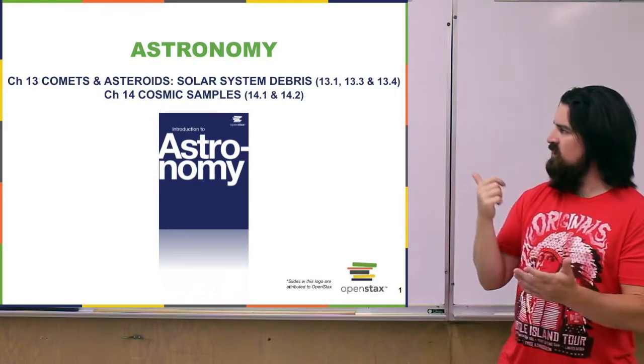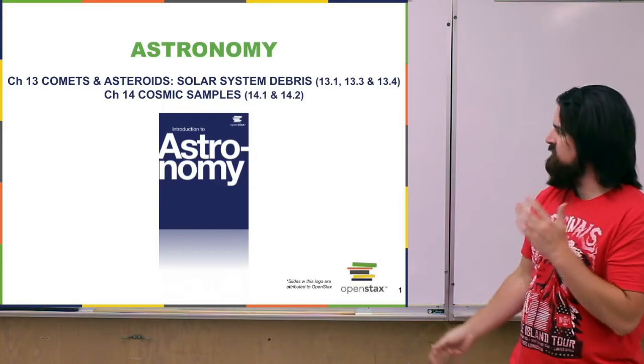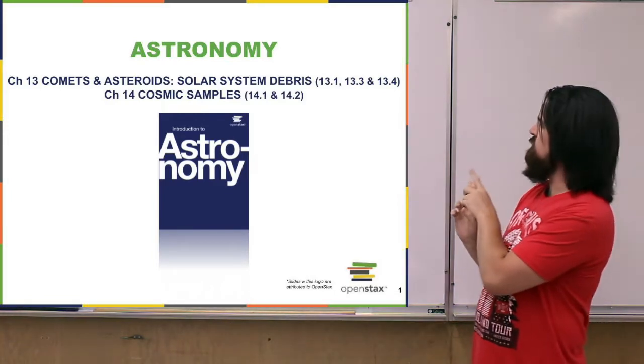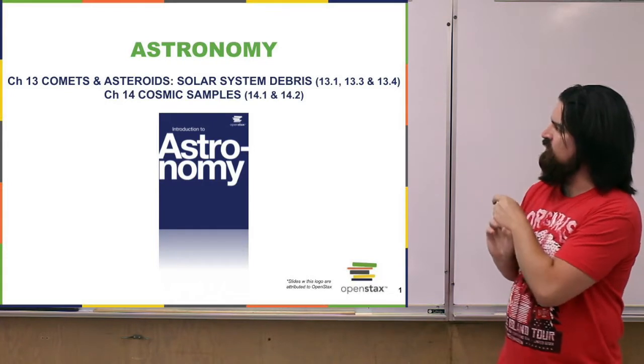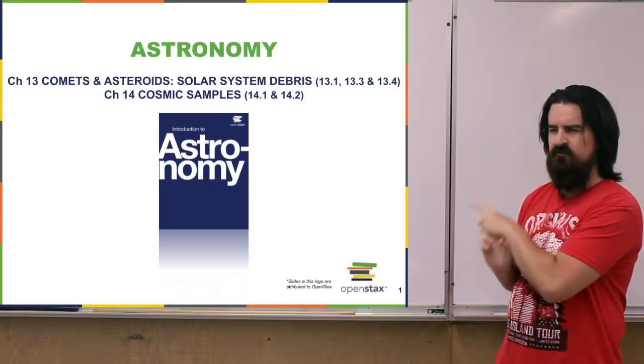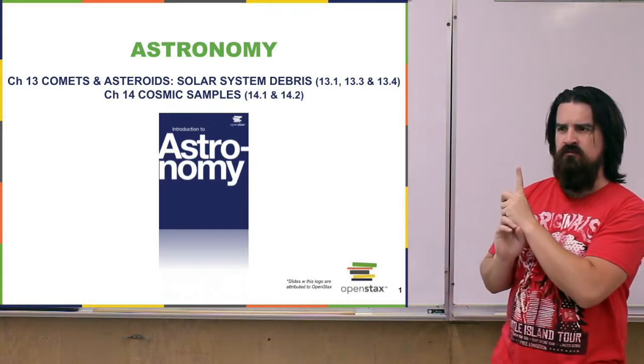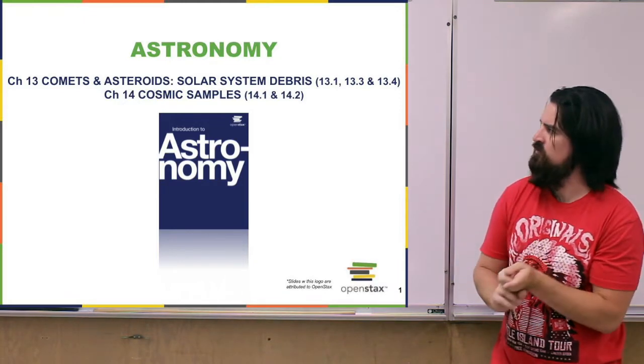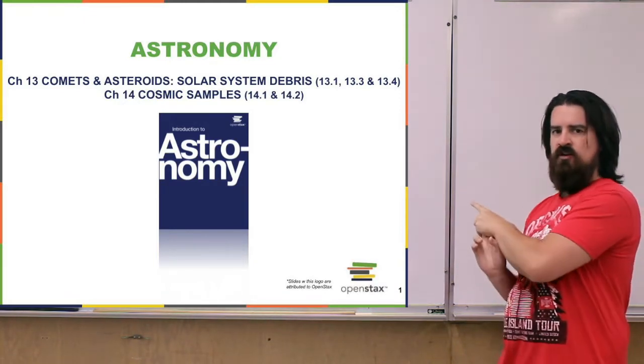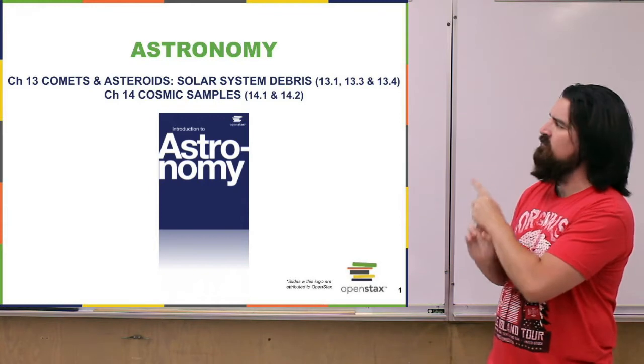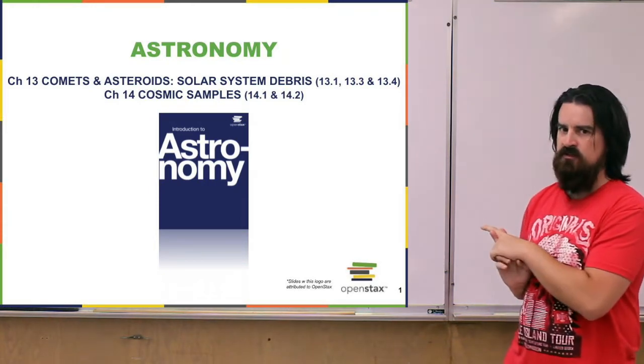This lecture we're going to be talking about comets and asteroids, and that's from chapter 13, and then we're going to jump to a bit of chapter 14, which we already looked at a bit when I was telling you about the formation of the solar system. So this is other parts of that chapter we didn't really talk about then, which is about meteors and meteorites.